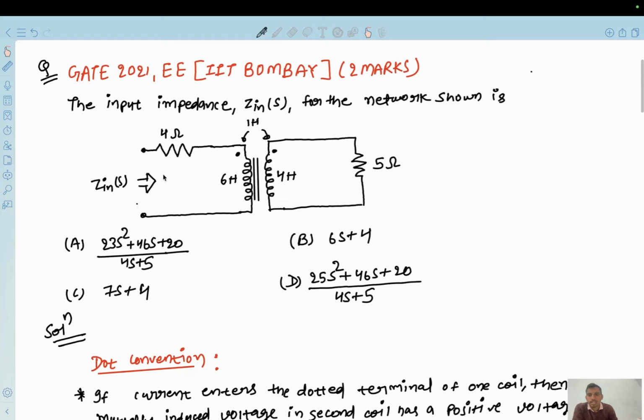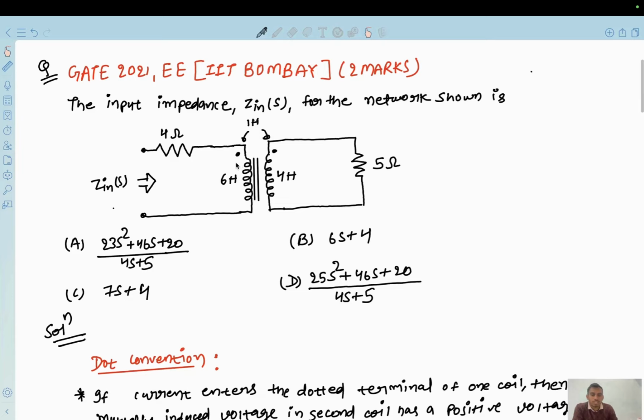So in this circuit, a resistance of 4 ohm is connected in series with an inductor, or a coil, of 6 Henry. On the other side, the coil of 4 Henry is connected to a resistance of 5 ohm, and these two coils are mutually coupled, and the mutual inductance value is given as 1 Henry. So in this circuit, input impedance is asked in S domain. Options are given. This circuit is a mutually coupled circuit.